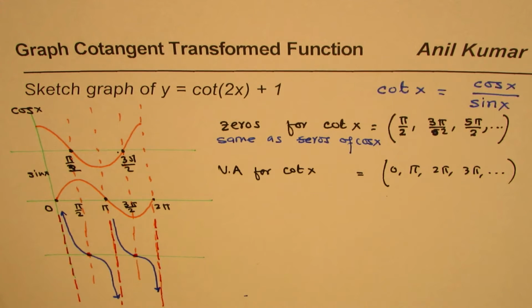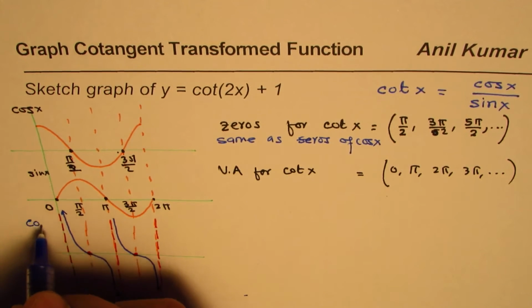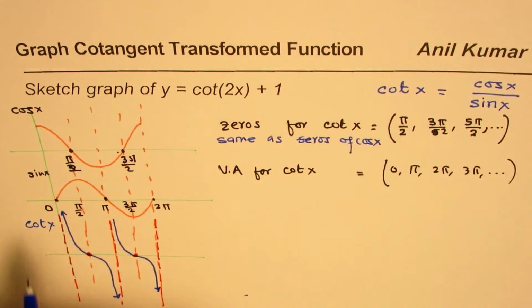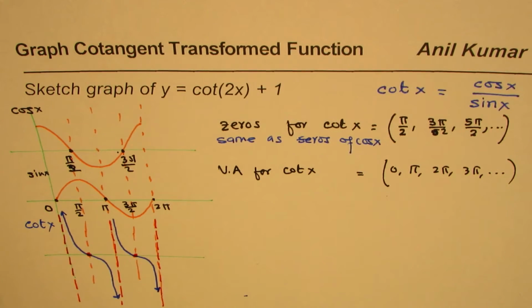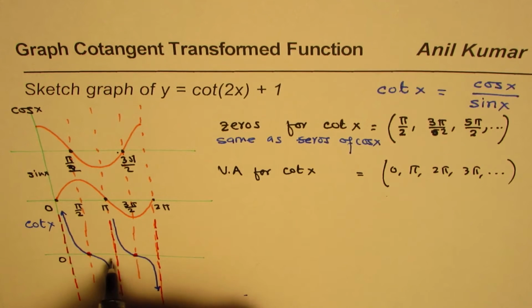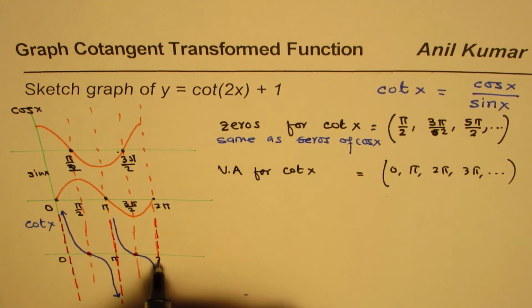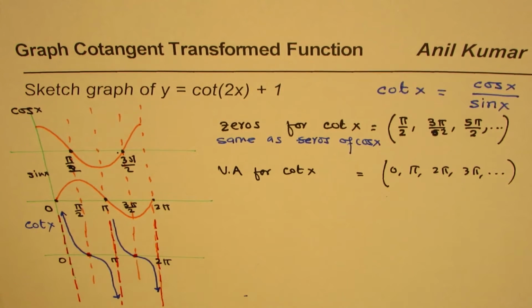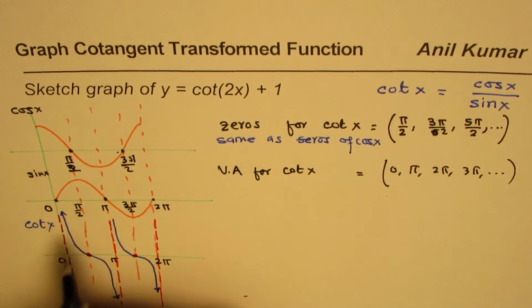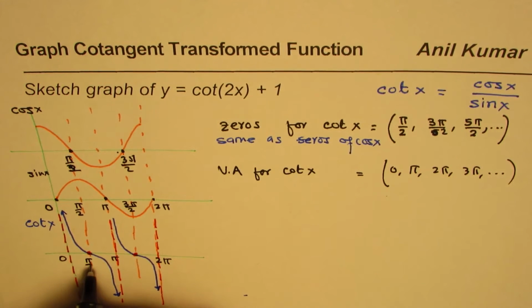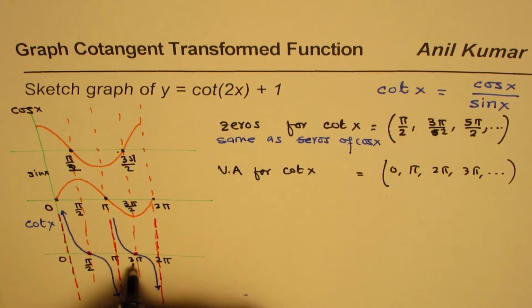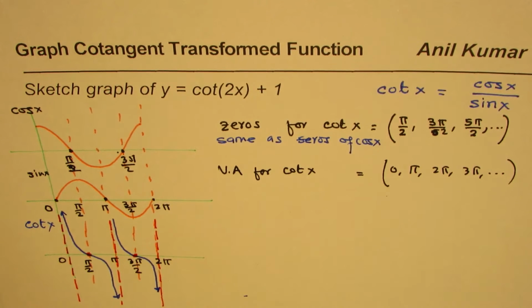So that is how the graph of cot x, this is not cot 2x plus 1, we're just discussing the graph of cotangent x, will be like this, where the vertical asymptotes will be n pi, multiples of pi, correct, 0, pi, 2 pi, and the zeros are odd multiples of pi by 2, 3 pi by 2. Is it okay? So that is how it is going to be.